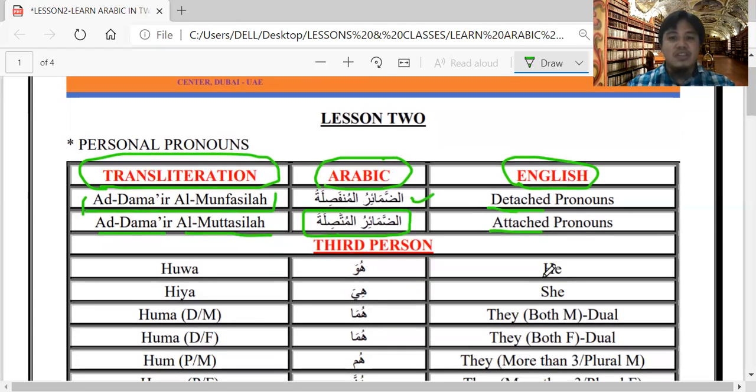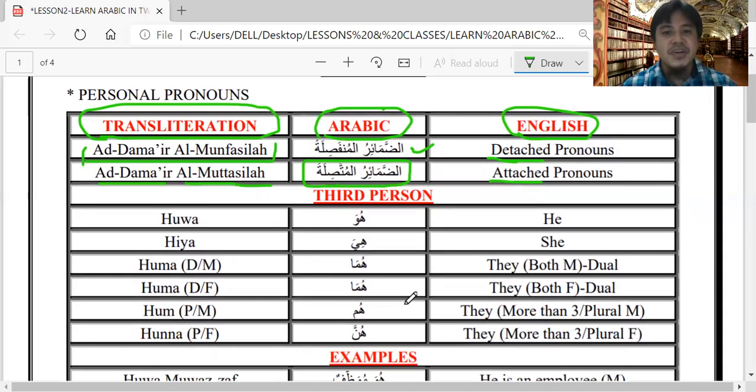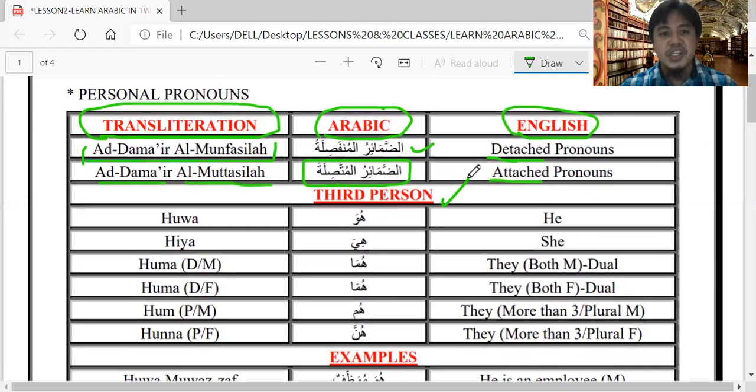So proceeding to this lesson, the first type of the personal pronouns that we are going to study for our lesson 2 is the detached personal pronouns. And of course, if we talk about the personal pronouns in English grammar, we call it the first person, the second person, and the third person. All right. So what we are going to mention first here is the third person in Arabic. Who are those third persons in Arabic?